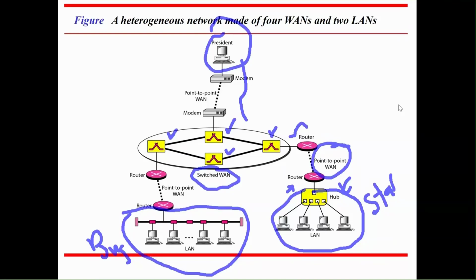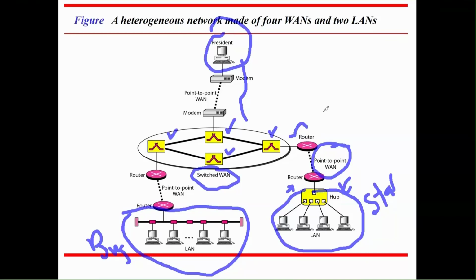of a heterogeneous network. When I say heterogeneous, this is opposite to homogeneous. Heterogeneous meaning I have a mixture of LANs and WANs with different topologies connected to each other. This is what heterogeneous means, okay?